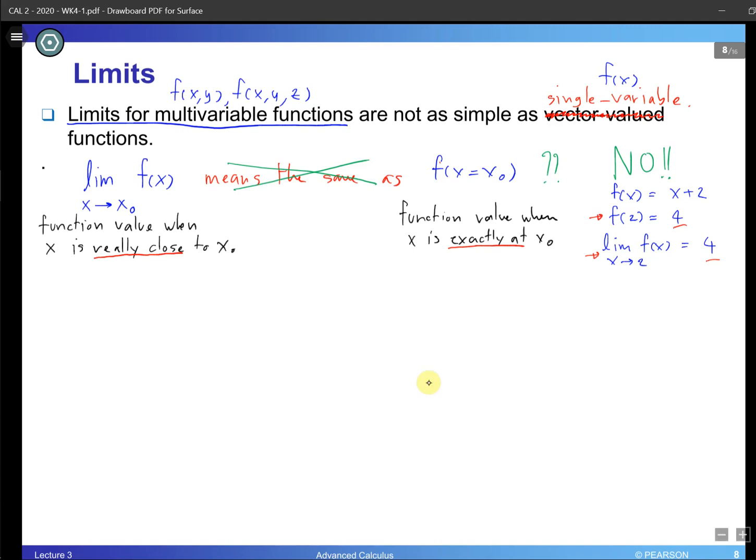Let's focus on this word. Really, really close. What does that mean? Really close? In order to understand this, we need to graph it. So let's use some graph to explain about this more.